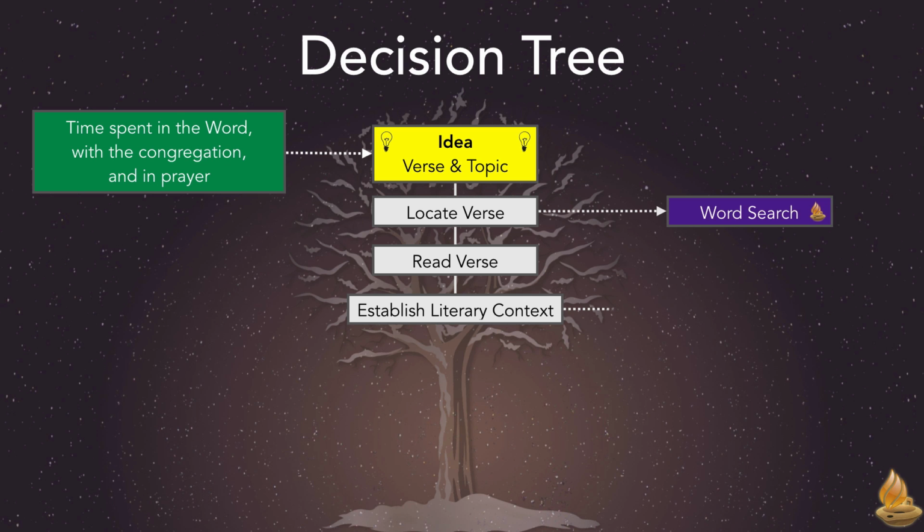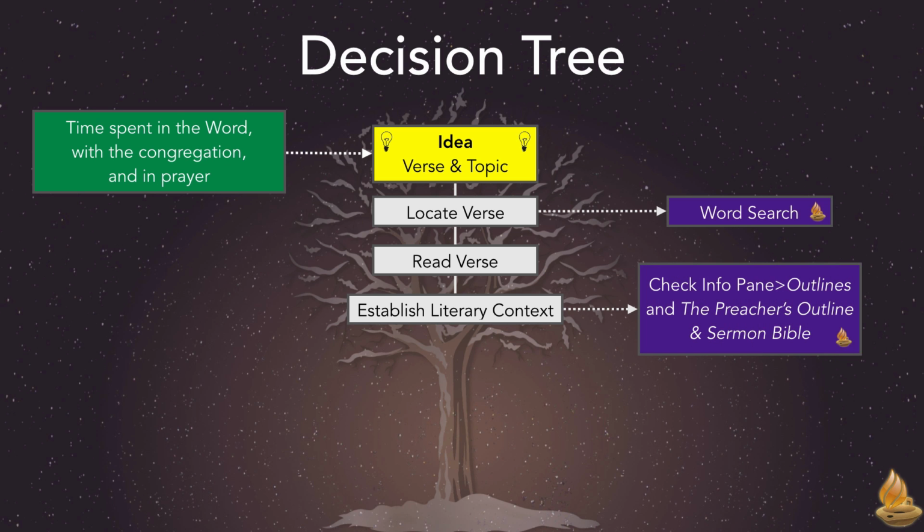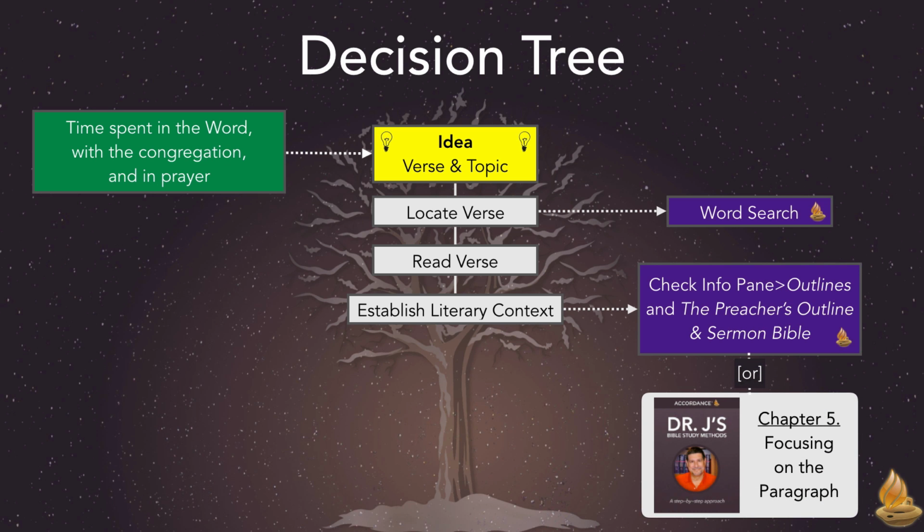The easiest way is to check outlines in the info pane. However, in this podcast, I'm going to mention an even better resource for pastors, the Preacher's Outline and Sermon Bible. It's a series of expository outlines that covers the entire Bible in detail. It's ideal for those who find themselves without the time to use the various methods explained in Chapter 5 of Dr. J's Bible Study Methods, focusing on the paragraph. Whichever method we choose, the next step is to read the verse in context. Now, let's look at just this much of the process in Accordance.